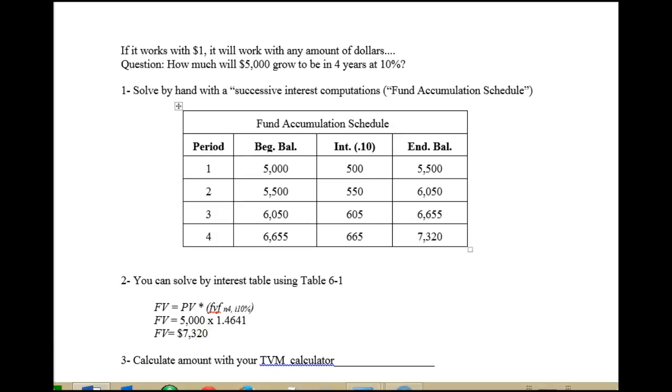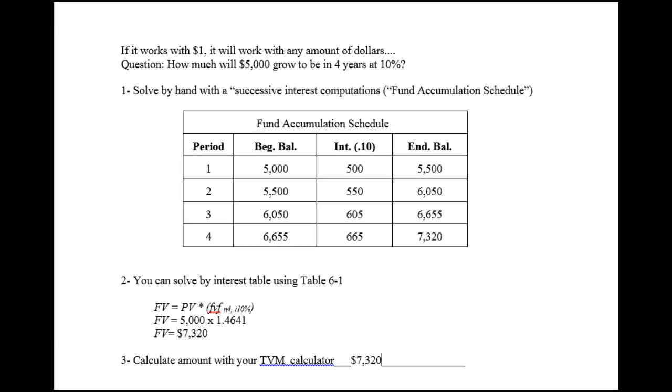Same answer. And now do me a favor, seriously, and take a moment and solve this with your time value of money calculator. What you do is clear the registers, enter a $5,000 present value, n equals 4, i equals 10%, and then solve for the future value. Go ahead and do that. And here's a very cool answer. Using your time value of money calculator, you get the same number.